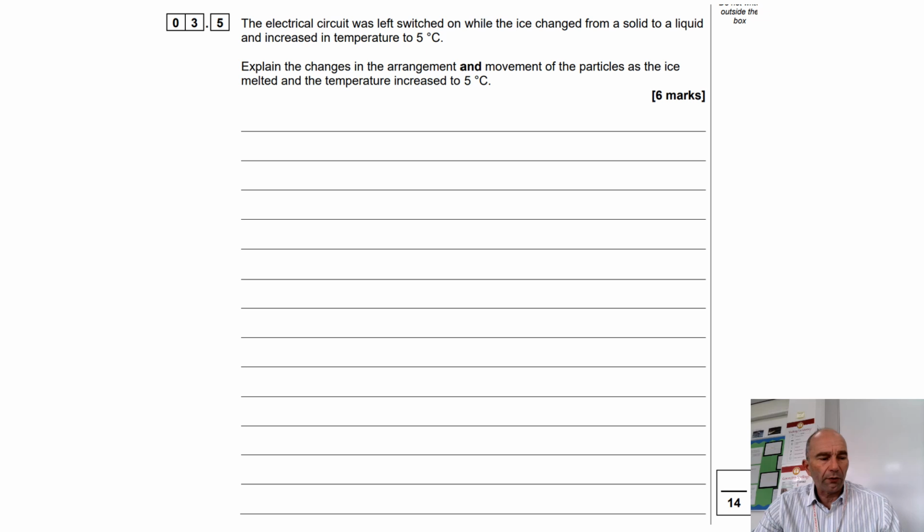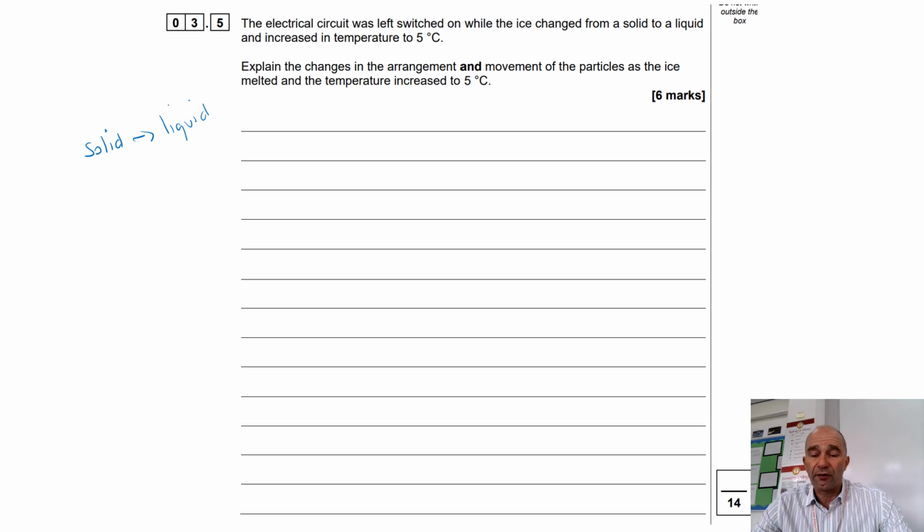And then 3.5, we're on to our 6-mark answer, and this should be one of the more straightforward 6 markers you're going to get. The electrical circuit was left switched on while the ice changed from a solid to a liquid and increased in temperature to 5 degrees centigrade. Explain the changes in the arrangement and movement of the particles as the ice melted and the temperature increased to 5 degrees centigrade. Now, that is quite a wordy way of saying what is happening as our material changes from a solid to a liquid.